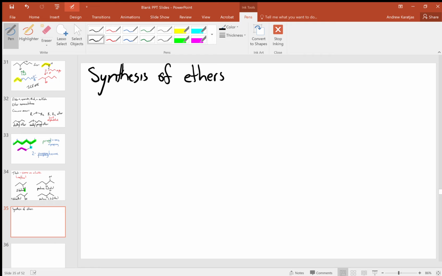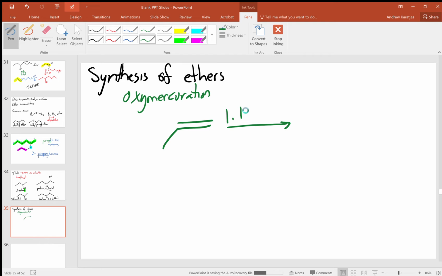So previously we learned one method for synthesizing an ether, and that was oxymercuration. So mostly we talked about oxymercuration as a way to make alcohols. If you recall, to an alkene, we added mercury acetate and water, followed by sodium borohydride, and that gave us a Markovnikov addition of an alcohol.